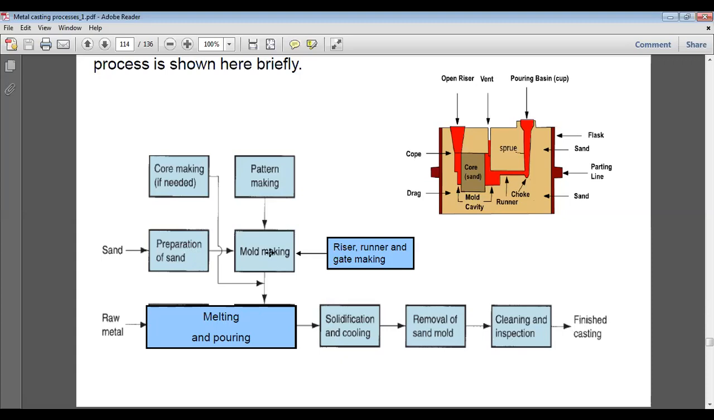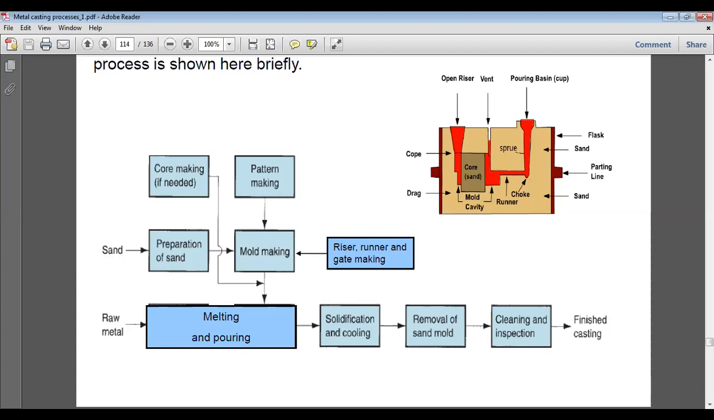Once the mold is made, the other parts, that is runner, riser and gate making and vent making, are done with this sand, and then the pattern is made. A pattern is basically a duplicate or replica of the part that is to be produced, and this way the pattern is involved in mold making. So this was the basic concept we have earlier discussed.